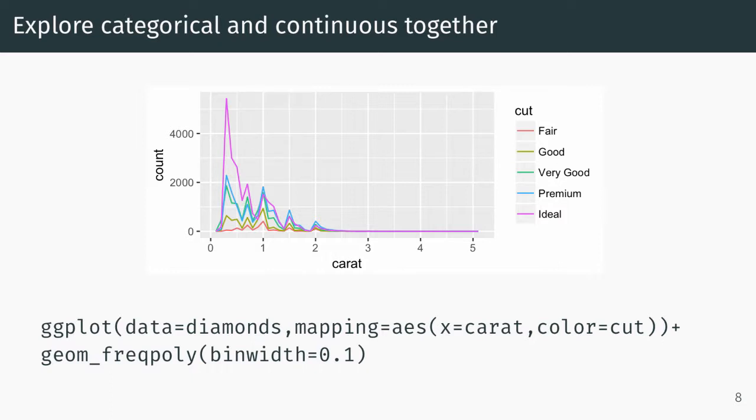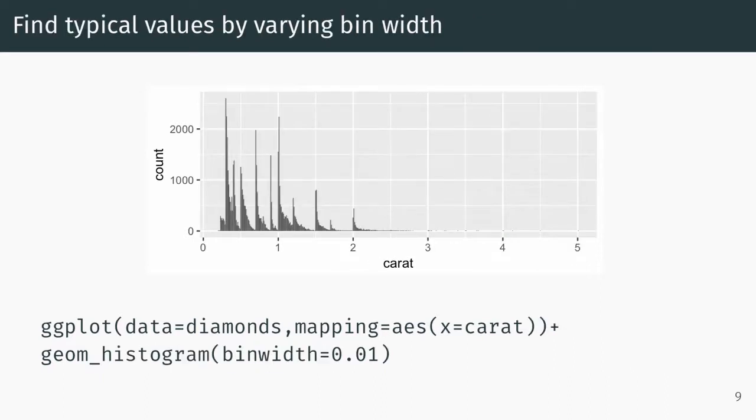You can explore categorical and continuous together. So here we have a categorical variable depicted by color. Color equals cut over here. And we have as the x variable the carat weight. And geom_freqpoly, like histogram, has to have the bin width set manually. You have to play around with different bin widths. And you can find out what the typical values are by varying the bin width.